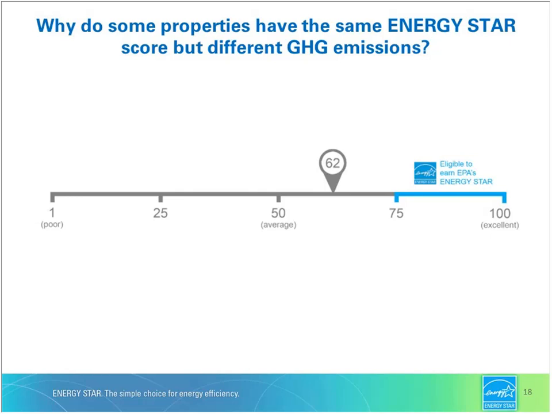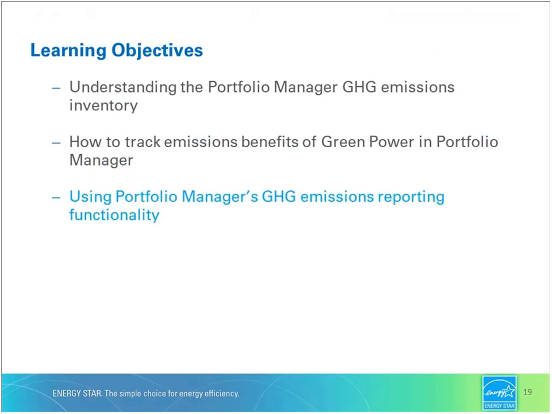All right, let's move on to our final section now. This is where we're going to talk a little bit about Portfolio Manager's greenhouse gas emissions reporting functionalities. So we've talked about how greenhouse gas emissions are calculated in Portfolio Manager, how those calculations can be impacted by the use of on-site or off-site green power. Now we're going to talk about where you would go to actually see that information in Portfolio Manager.